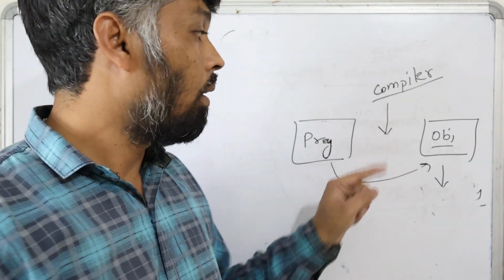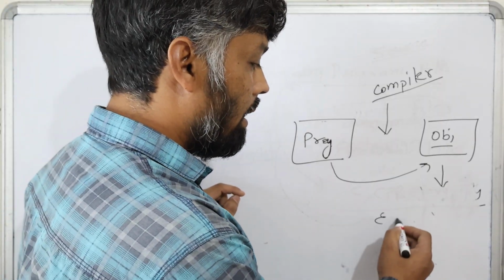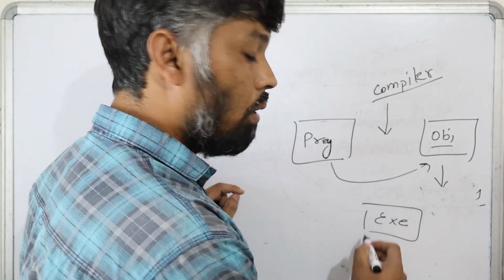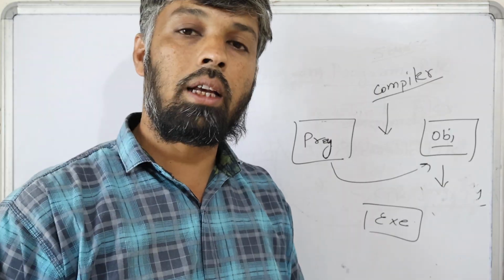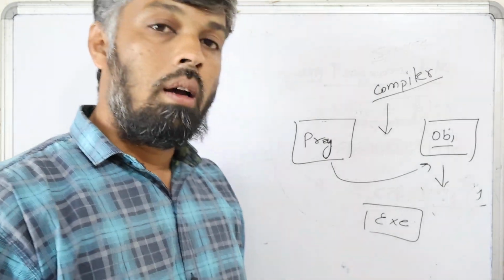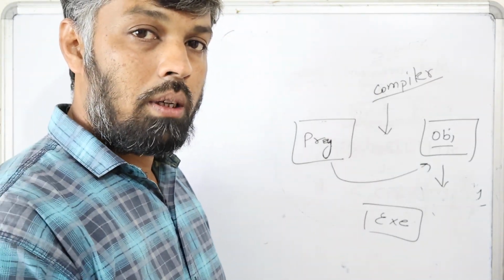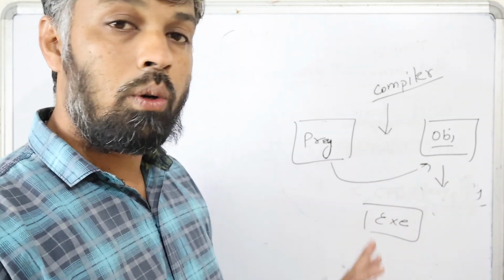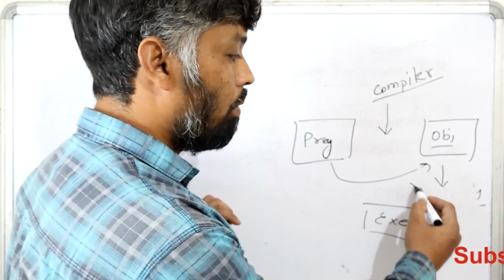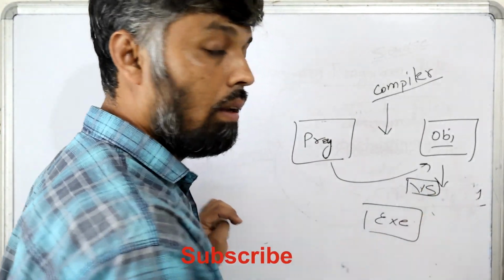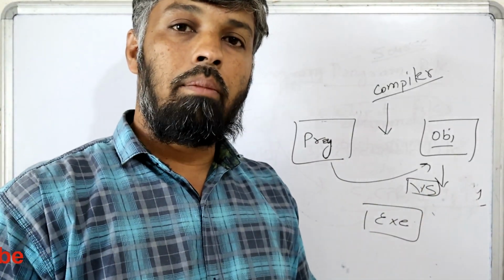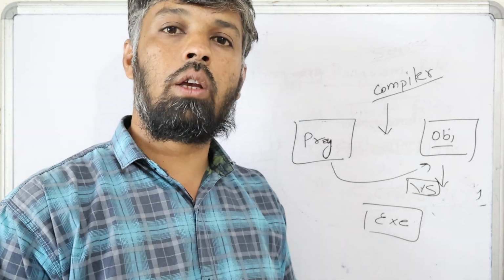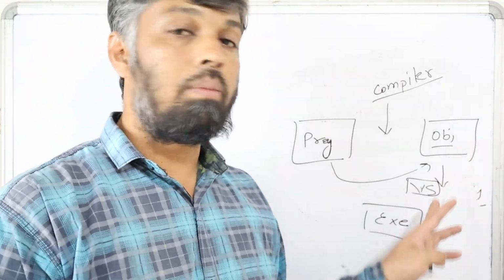This is the thing. Now come to the last thing, that is executable file. And for executable file, I don't have to explain you much. So see here, object file into executable. What is the difference between these two? Executable file means the place where you will run this particular object file.